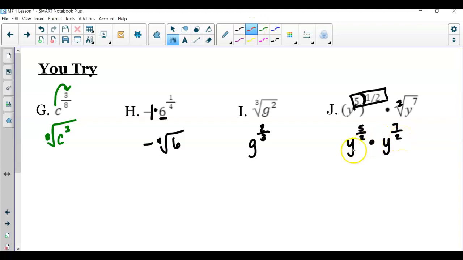Now, because we're multiplying and bases are the same, we're going to add the exponent. Now, this is y to the 12 over 2. Well, 12 divided by 2 is 6. So this is y to the 6th power.